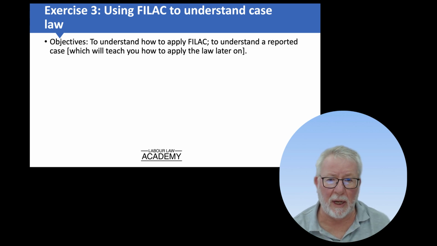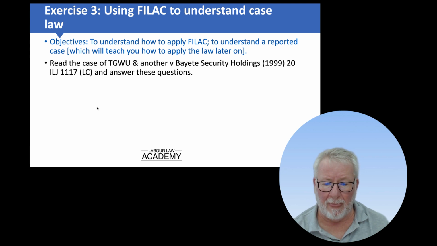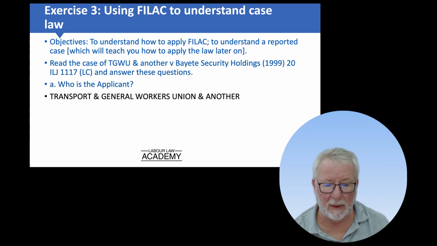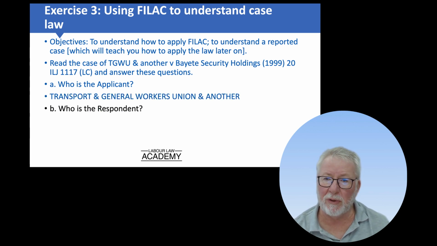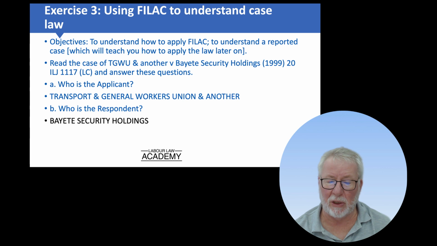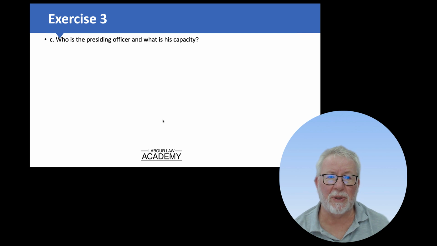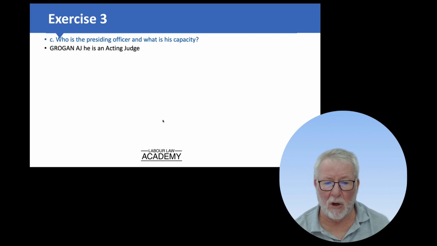So you've read the case. We're going to go through in your workbook, who is the applicant? Well, the applicant, the first party, is Transport and General Workers Union and another. Who's the respondent? Bayete Security Holdings. Who's the presiding officer? Grogan AJ.